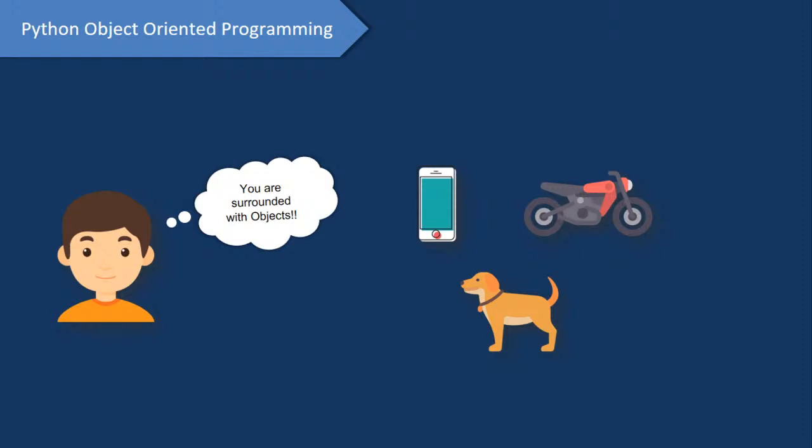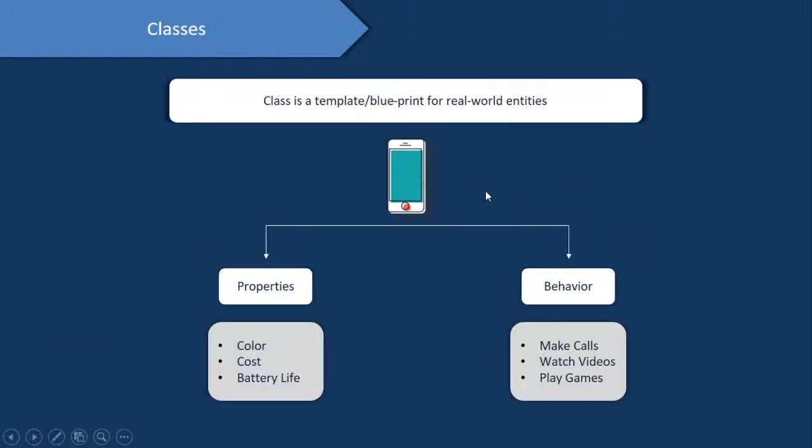Now, if you have to represent all of these real life objects in the programming world, you would need something known as an object-oriented programming language. And this is where Python comes in, because Python is an object-oriented programming language. So if we have to represent real world entities in the programming world, we would need an object-oriented programming language. Let's understand the two main components of it.